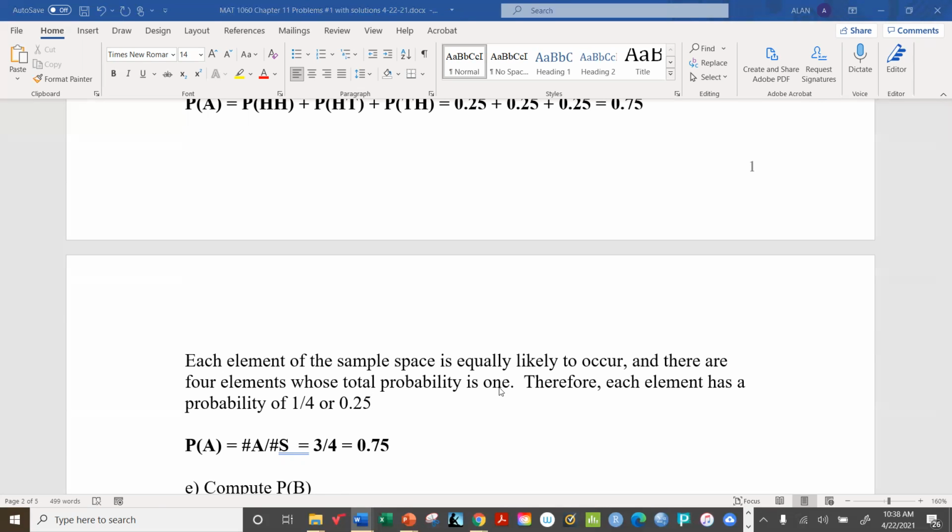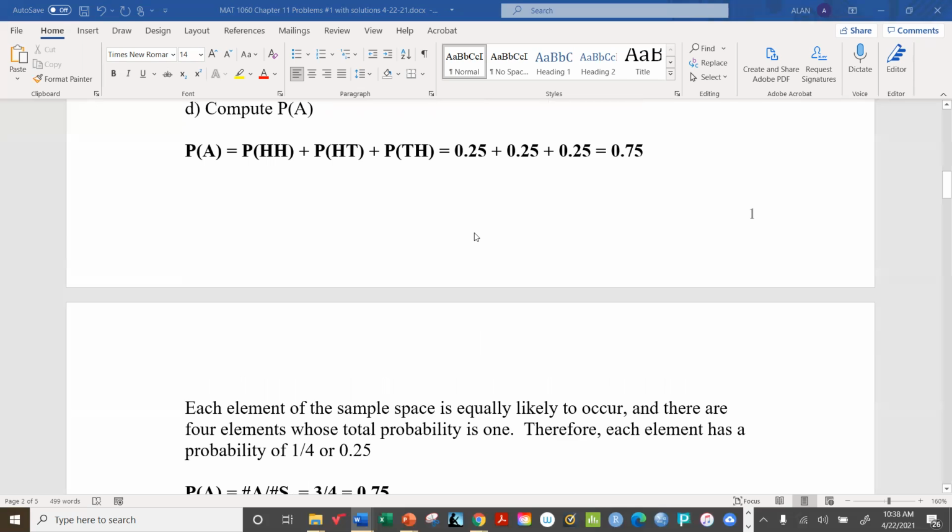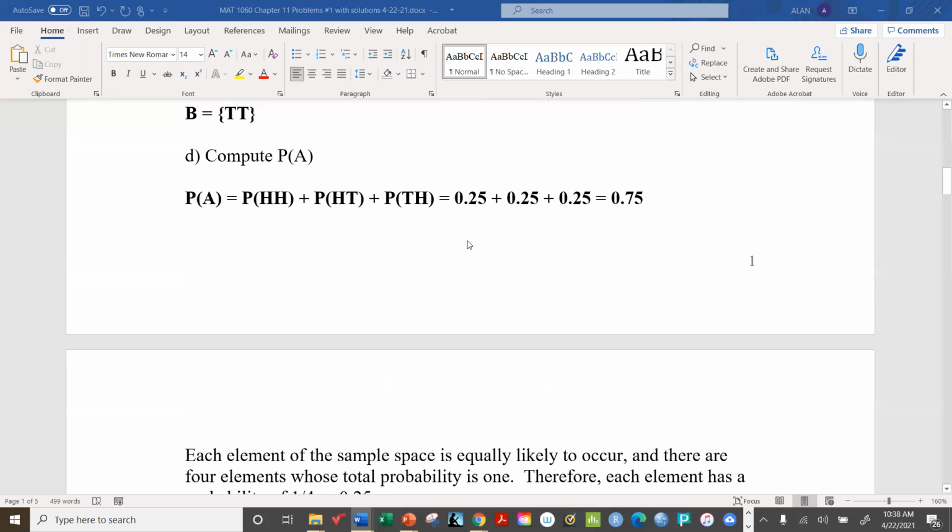Okay. So yeah, I just want to mention that right up front. Each of these individual elements has a probability of 0.25. So here I can literally just add them up and come up with a total of 0.75 or 75%.